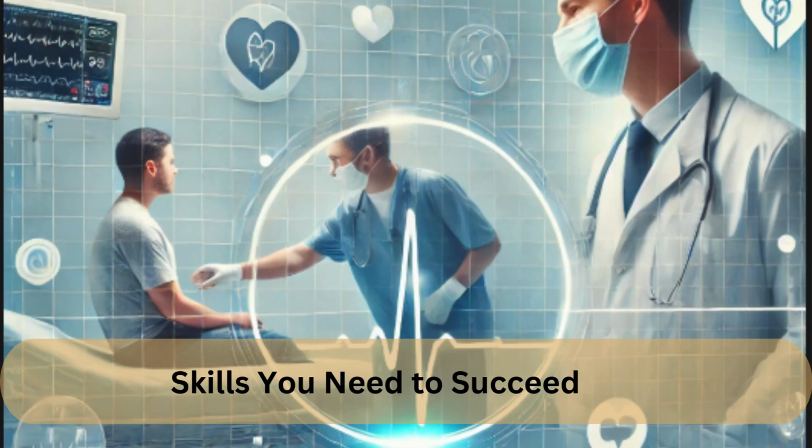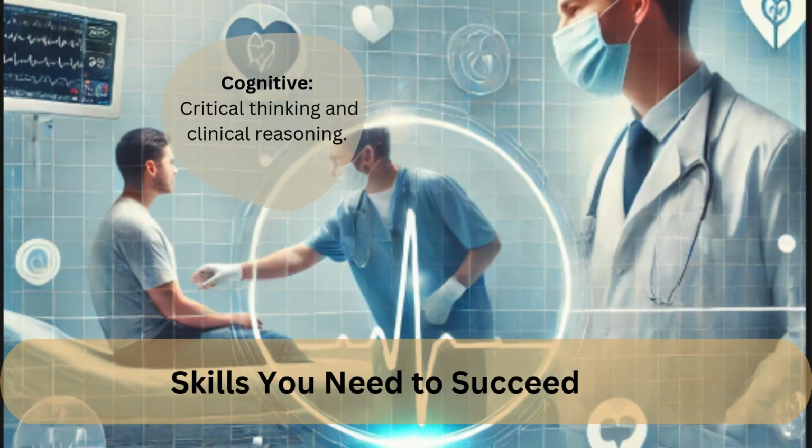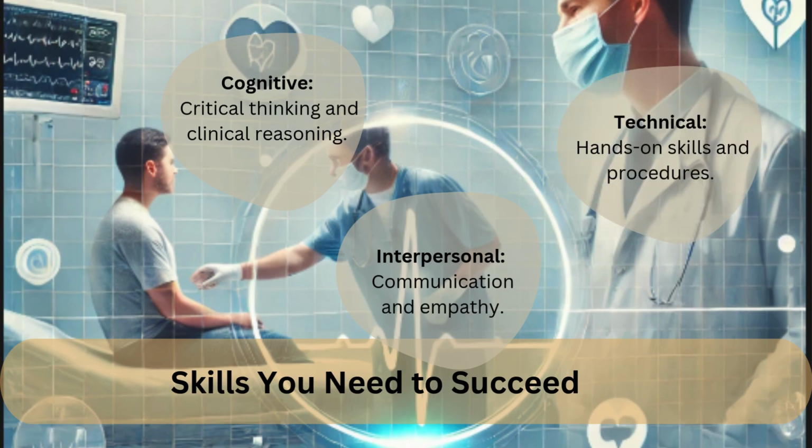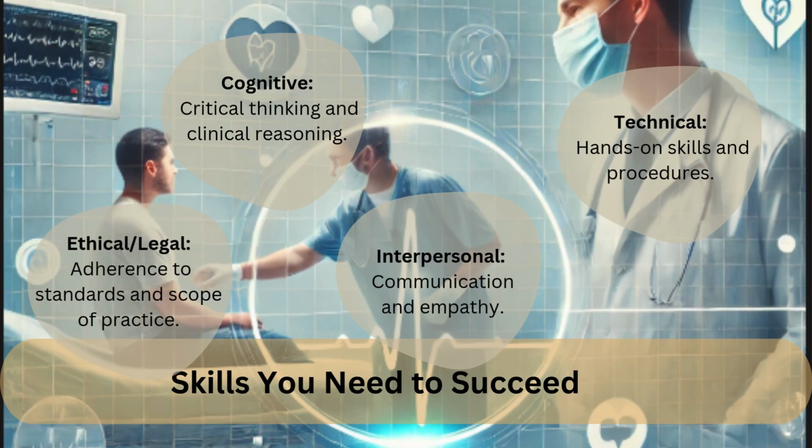To implement care effectively, you need a mix of skills. You got to get these right. Number one, critical thinking, which is the cognitive aspect. You got to know what you're doing. Communication, which is the interpersonal aspect. You need to know how to talk to everybody involved. And hands-on skills, this is the technical aspect. You need to know how to do what you got to do, okay? And of course, adherence to ethical and legal standards. You got to do it right, okay? These competencies ensure safe, effective, and compassionate care.